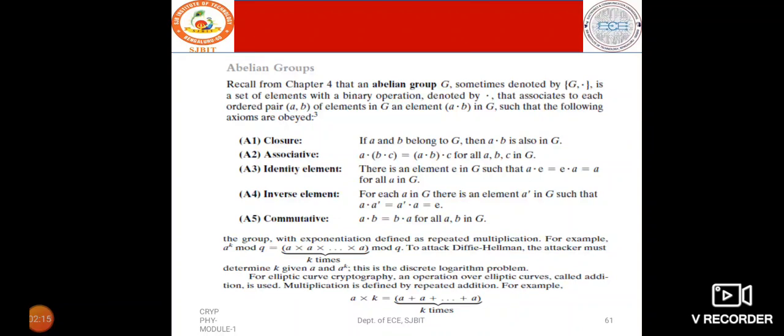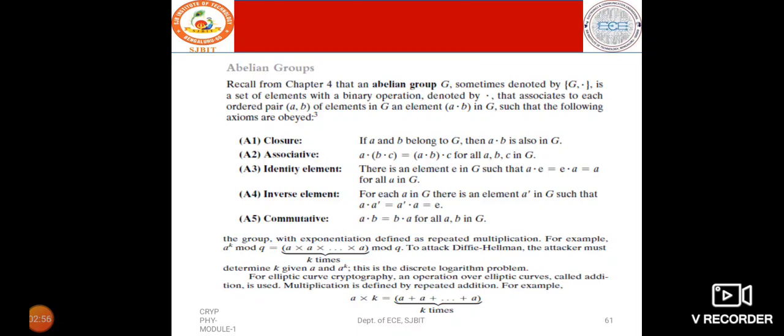A1 is closure: if a and b belong to G, then a dot b is also in G. Associative: a dot (b dot c) is equal to (a dot b) dot c for all a, b, c in G. Identity element: there is an element e in G such that a dot e is equal to e dot a is equal to a for all a in G. Inverse element: for each a in G there is an element a dash in G such that a dot a dash is equal to a dash dot a is equal to e. Commutative: a dot b is equal to b dot a for all a, b in G.